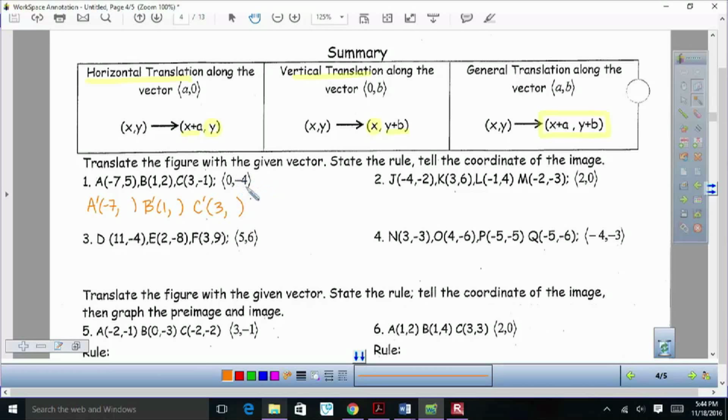Now, our y is changing by -4. Sorry, I'd have to do 5 minus 4, which is 1. Then I'd have to do 2 minus 4, which is a -2. And then I'd also do -1 minus 4, which is a -5.